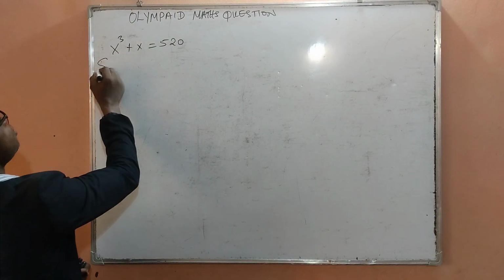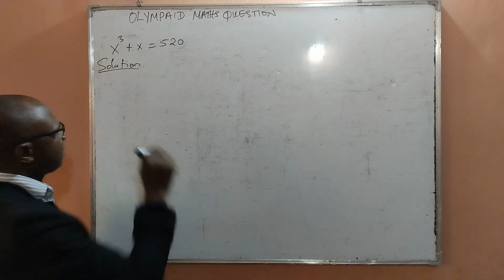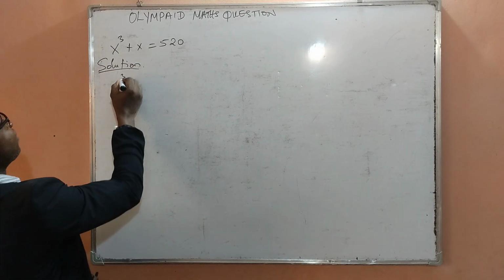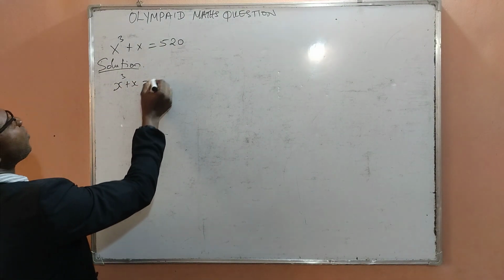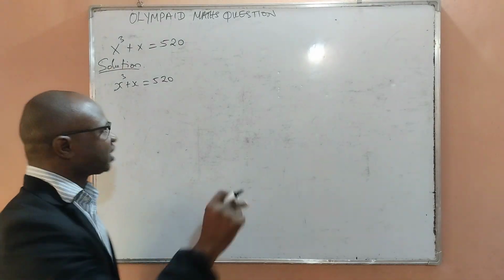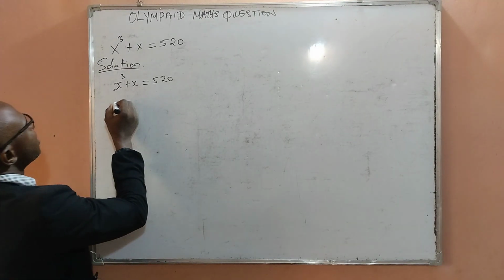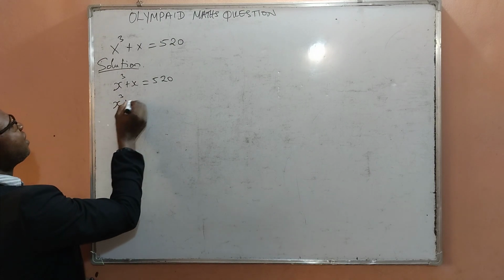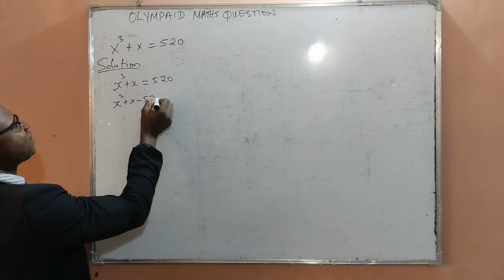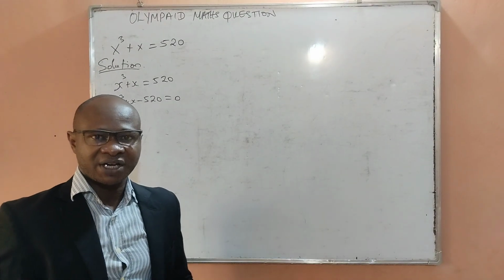Let's go. Solution to the given question. I am given x to the power of 3 plus x equal to 520, the original question. The first step I will take, I will move the right hand side value to the left hand side. I get x raised to the power 3 plus x minus 520 equal to 0 by the right hand side.